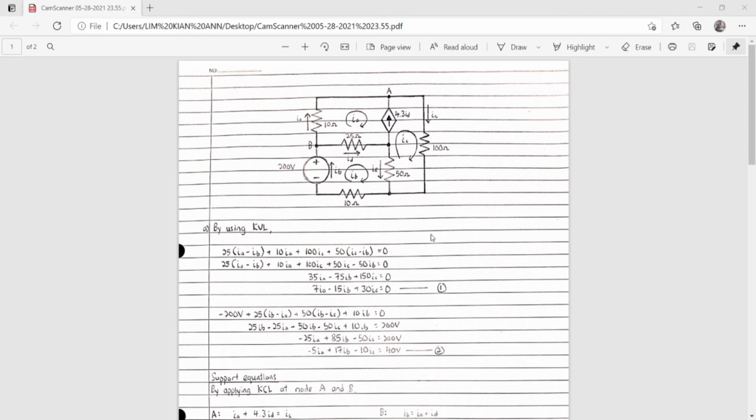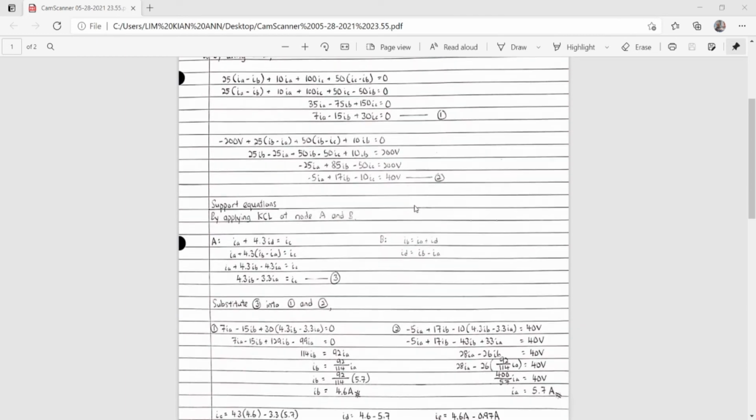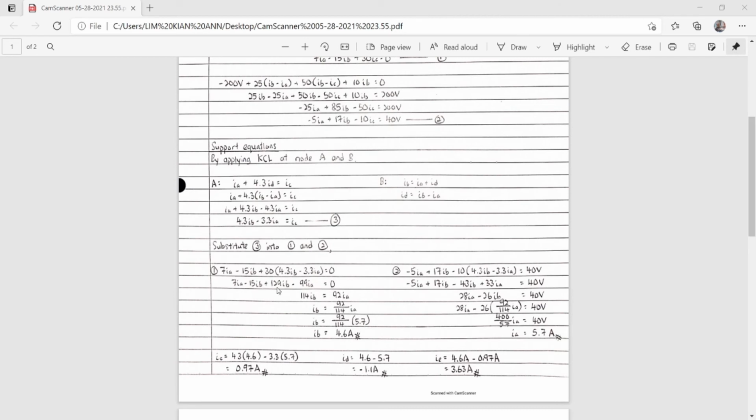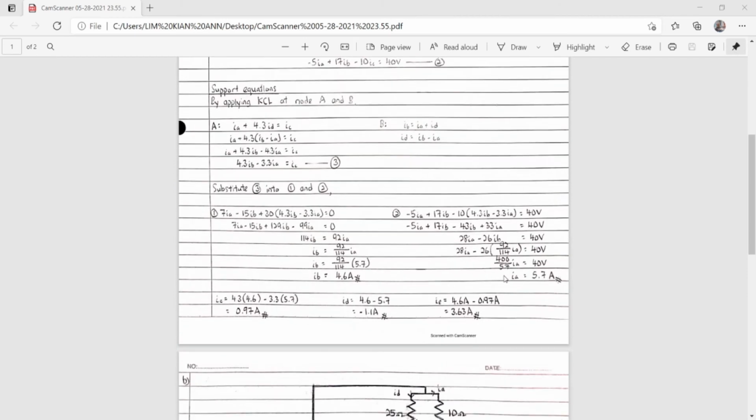So today, I am going to show you how to solve this question. For part A, we first need to apply KVL for the supermesh and the loop to find the first and second equations. Then we apply KCL at node A and node B to find the supporting equation. So we substitute the third equation into the first and second equations to find all of the currents.